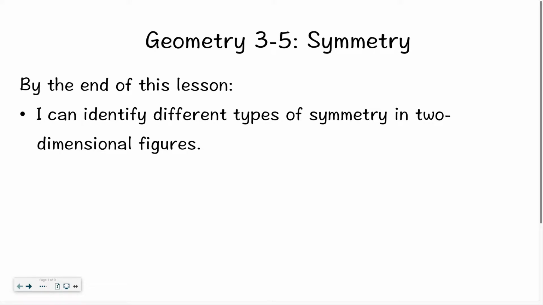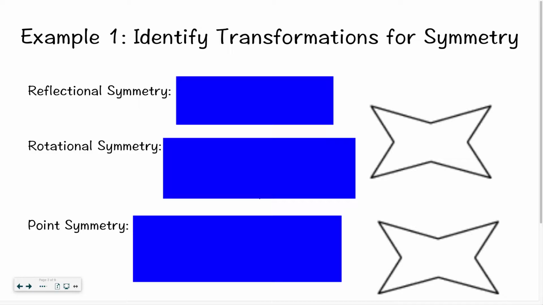Hello class, welcome to Geometry Lesson 3.5, which is all about symmetry. By the end of this lesson, you should be able to identify different types of symmetry in two-dimensional figures. Alright, so let's jump right into example 1, identify transformations for symmetry.